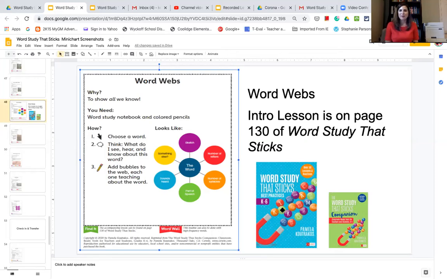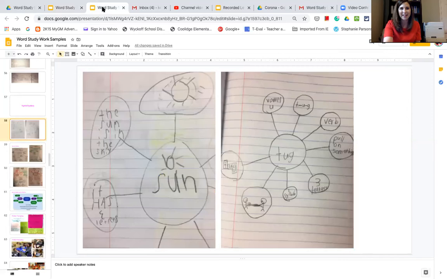The second thing that we're going to do is think, what do I see in this word when I look at it? What do I hear in this word when I say it aloud? And what do I think I know about what this word means? So we're going to think about what we can see, what we can hear, and what we know about the meaning of the word. And then we're going to create a web to show that off. If you don't want to make a web, you can show it off any other way that you'd like.